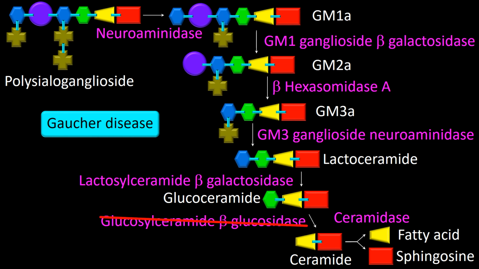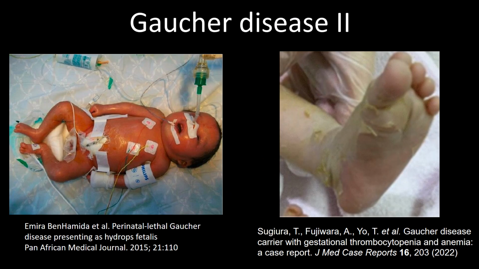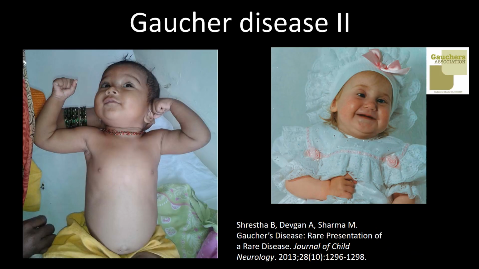As a consequence of this enzyme abnormality, glucosylceramide is increased. The accumulation of glucosylceramide produces a variety of symptoms. To start with, CNS may or may not be affected. If affected, progression may be slow or fast, the latter being greatly disabling in a matter of months, with minimal systemic manifestations. Neurogenic or type 2 Gaucher disease may present with hydrops fetalis. In these patients, the skin is shiny and peels easily. Gaucher type 2 may also present at a few months of age with retrocollis and trismus.